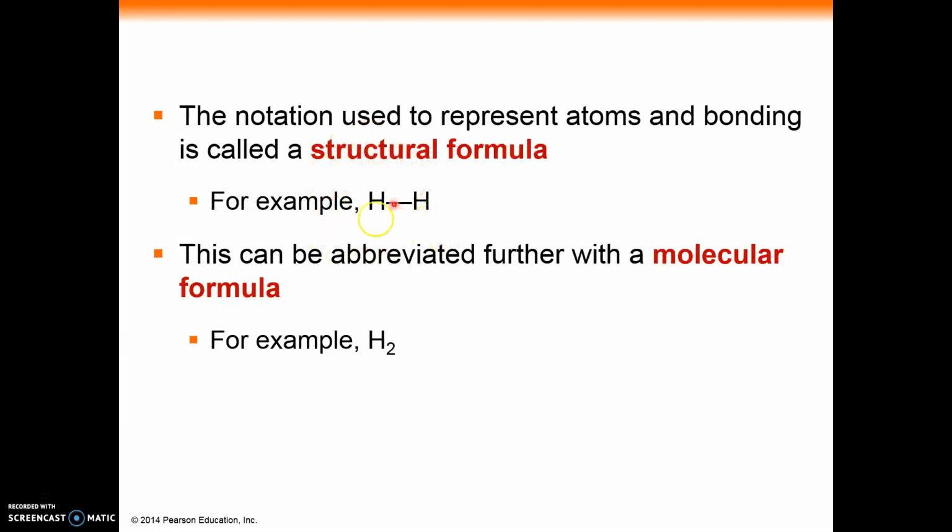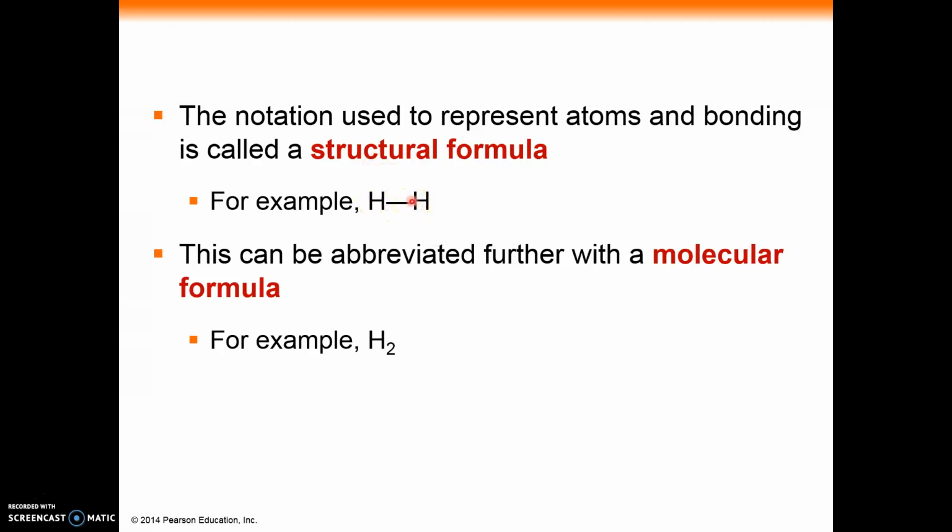And there's a couple ways that we can represent this bond. One is a notation that we call a structural formula, where we have the symbol for that element, H, linked to another H with a line. That line is representing two electrons that are being shared in a covalent bond. Okay? If you have a very complex molecule, it's a very good way of representing it because you can see how different things are connected together.